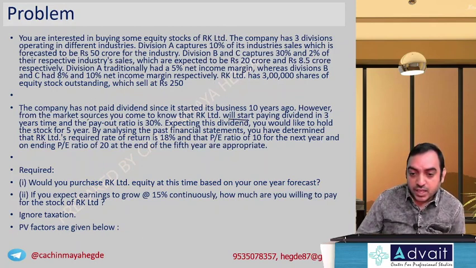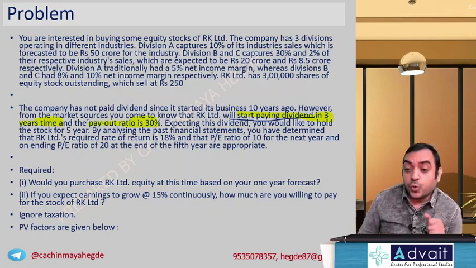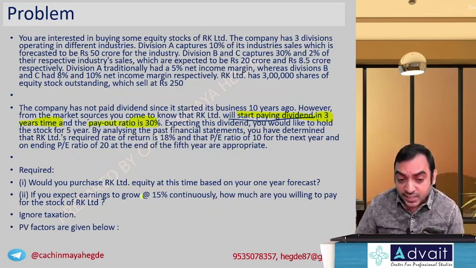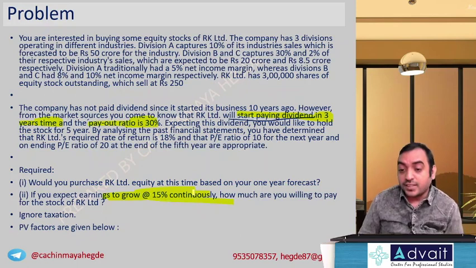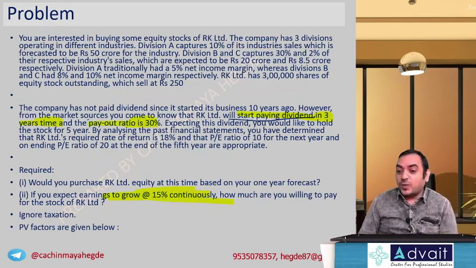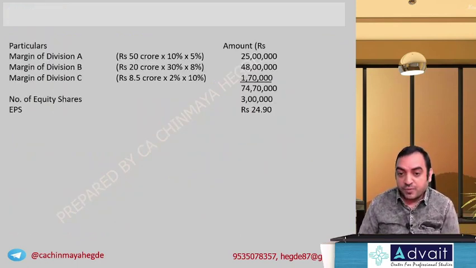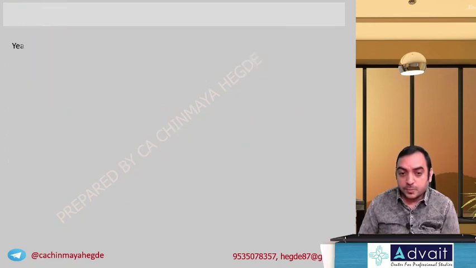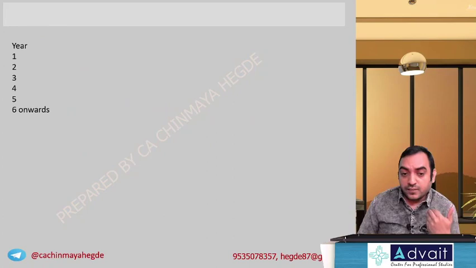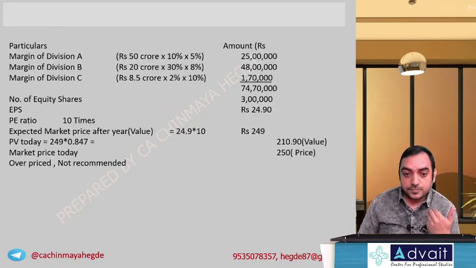The company will start paying dividend from year 3 onwards. Only year 3 onwards. And payout ratio is 30%. 30% means what? 30% of earnings. That's why they said earnings will grow continuously. And we already calculated EPS also. Let's make use of all this information. Let's calculate. So here 1, 2, 3, 4, 5, 6 onwards. Okay, one second.